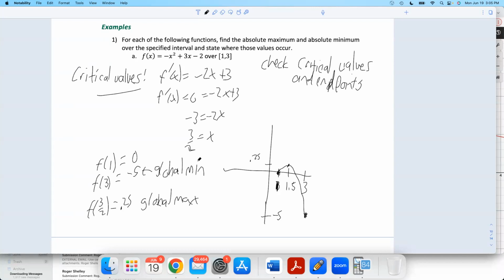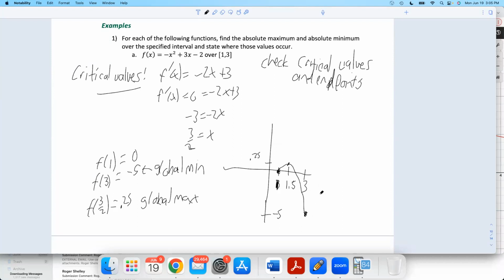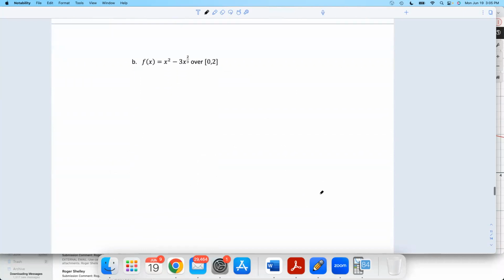So when we're looking for global maxes and mins on a closed interval, we find all of our critical values, places where the derivative is 0 or undefined. We plug in our critical values and our endpoints into the original. Notice here, all of these I plugged into the original. If I were to plug these values back into the derivative, I would just get 0. And for these guys, I would get the slope of the tangent line there. I don't care about that. We're looking at actual y values. Okay, let's do another one.